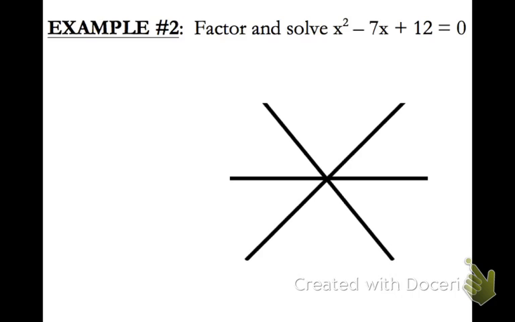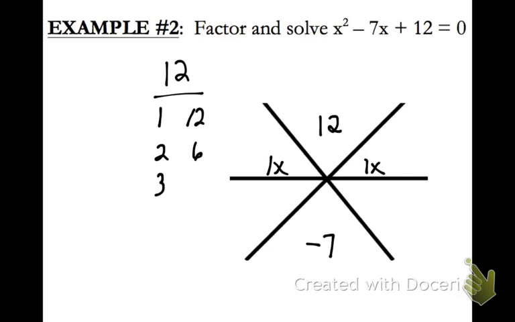Okay, here's another one. We're going to fill in our star, and you'll just start memorizing where things go in the star. So the top one is going to be a times c, which again looks like it's going to be 12. 1 times 12 is 12. b goes down here in the bottom. Make sure you put the negative with the 7. And then we have 1x and 1x. Okay, multiples of 12 that add to 7. We had 1 and 12, 2 and 6, 3 and 4.